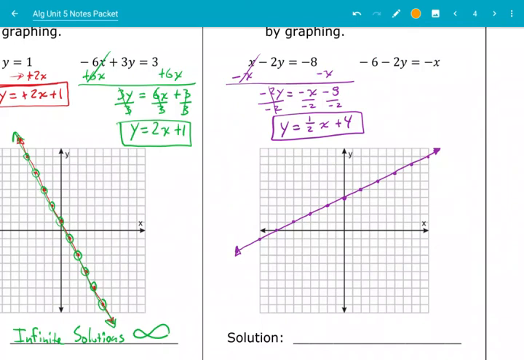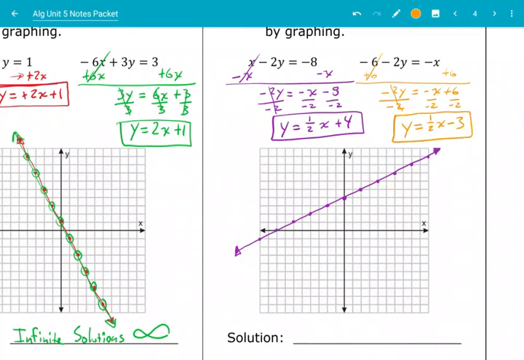X is already on that side. So let's move this over. Plus 6. 6 minus 2y equals minus x plus 6. Divide by the coefficient. So y equals, that's a positive 1/2 x again, that's a minus 3. Okay, so we have a different equation this time.